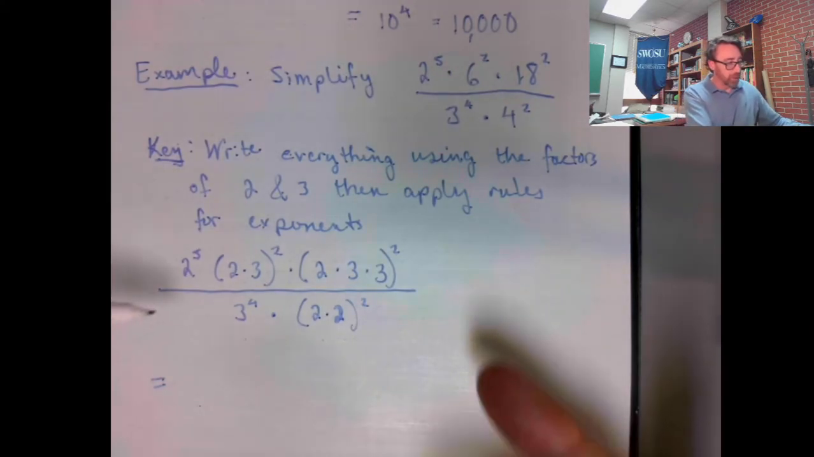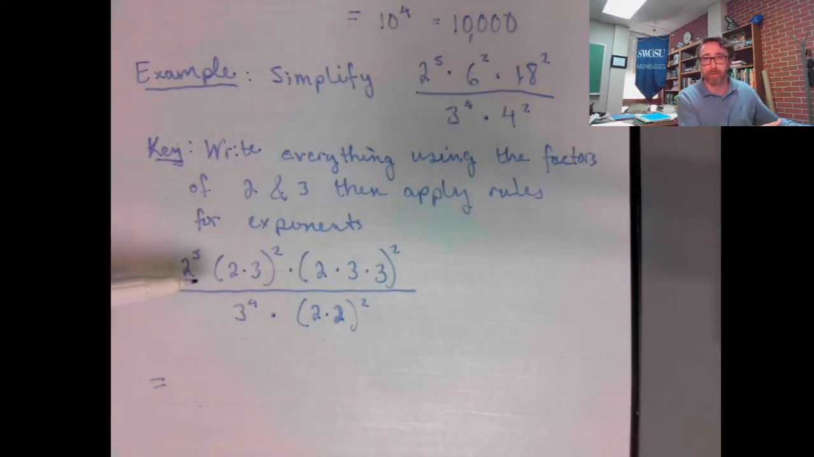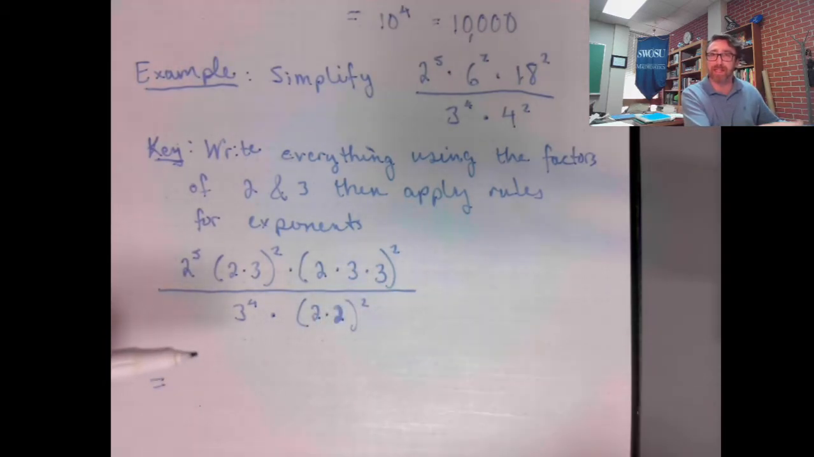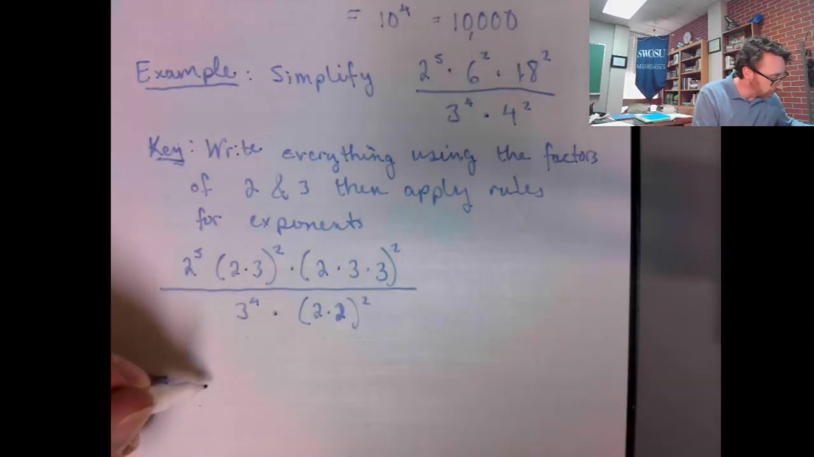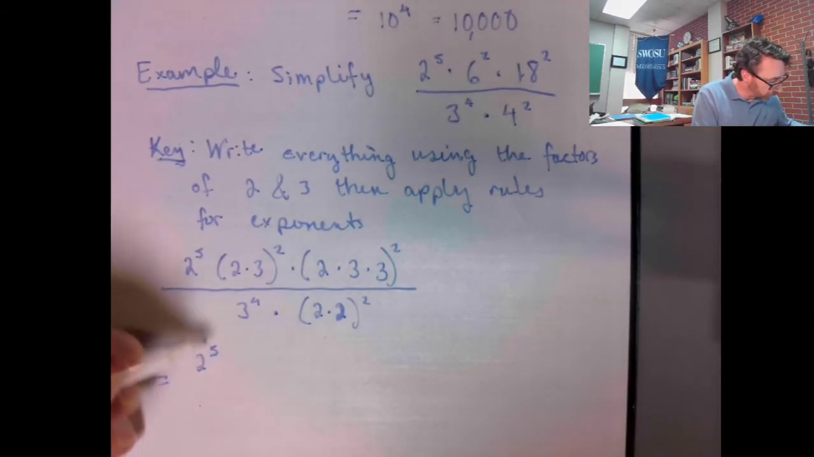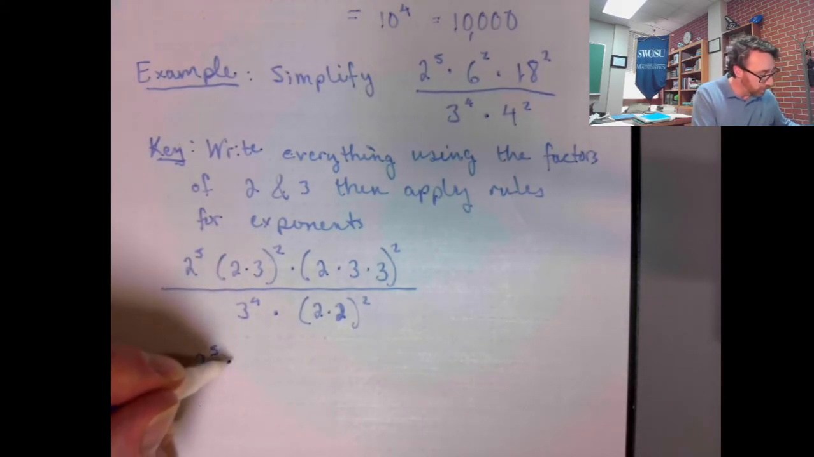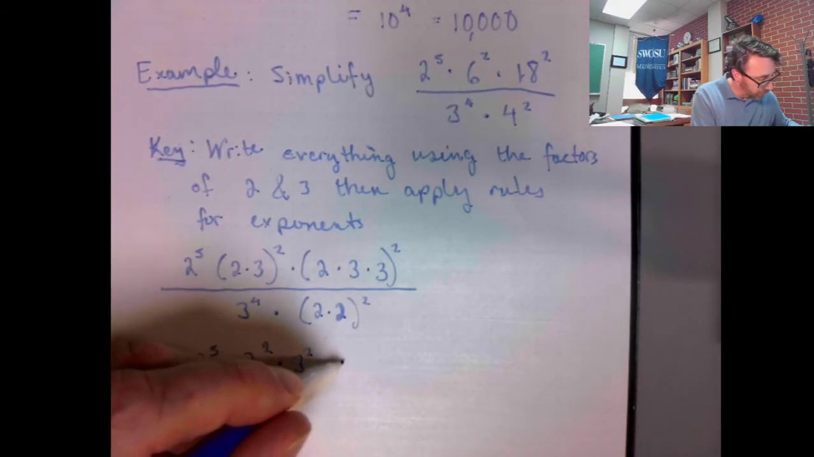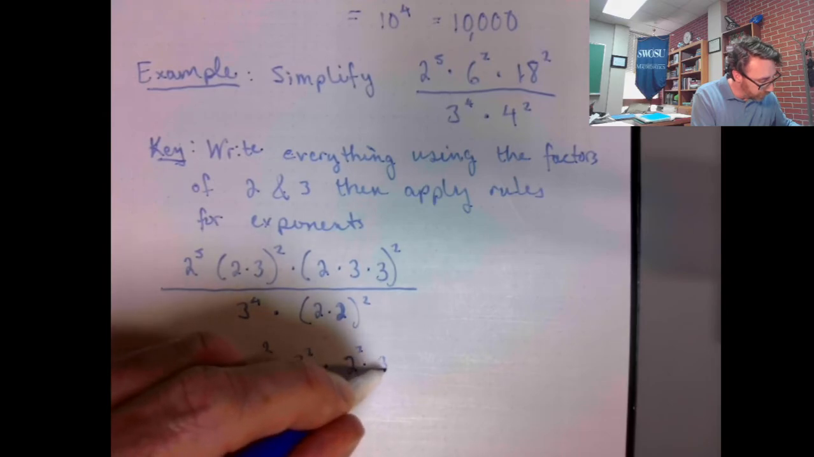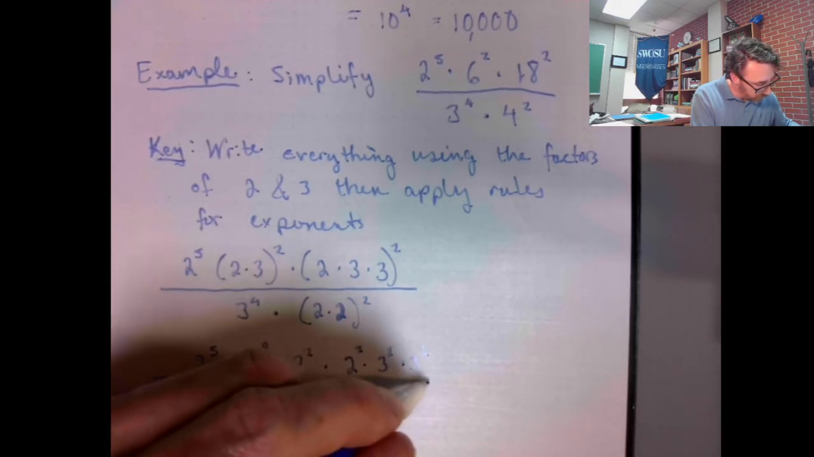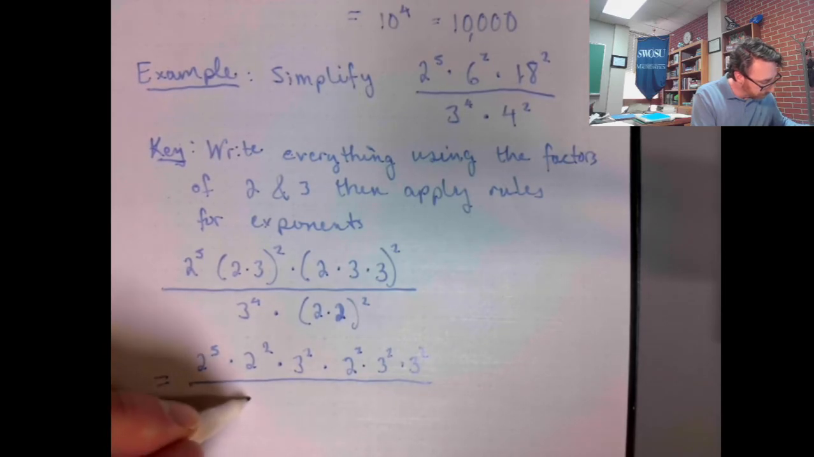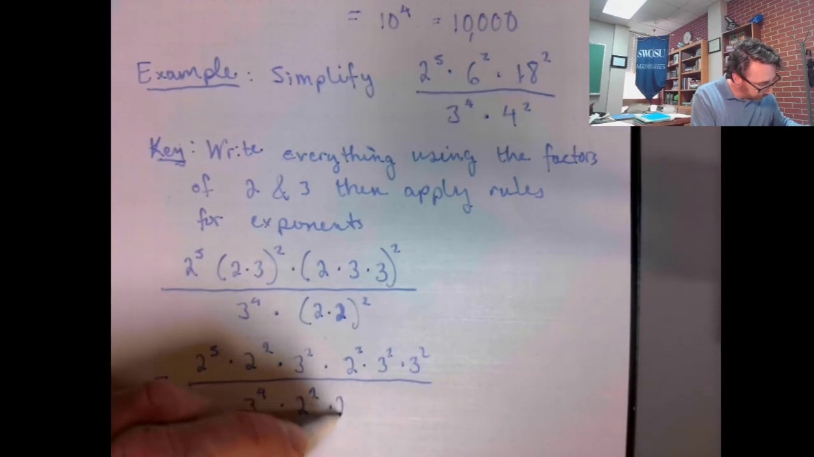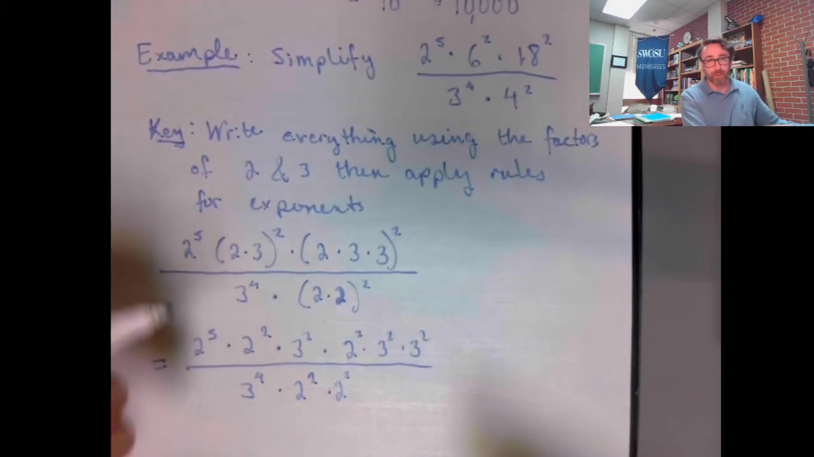Now I'm going to apply rule 4, the one that we just went over, that deals with products raised to powers. I'm going to apply that to the numerator and the denominator. So instead of 2 times 3 power 2, it's 2 power 2 times 3 power 2. And this is 2 power 2, 3 power 2, 3 power 2. So I apply rule 4 and I get that.